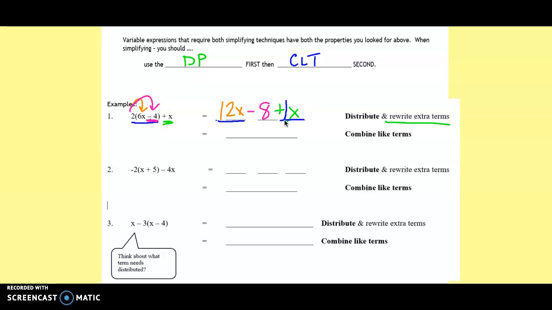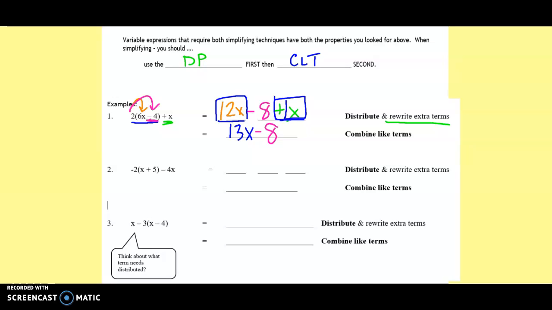So if I'm putting together my like terms, we have 12x plus 1x, which is going to give us 13x. And then this negative 8 just simply gets rewritten down below. It doesn't have anybody to combine with. So my simplified algebraic expression there is 13x minus 8. All right, taking a look at the next one.